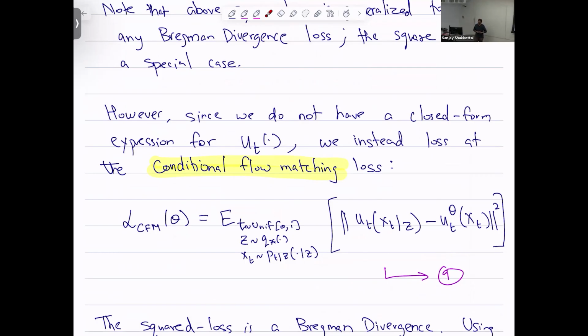It is just z minus x_t, divided by 1 minus t. That's all it is. So this is something we can train with. Almost, but we'll simplify this a little bit more in a few minutes.